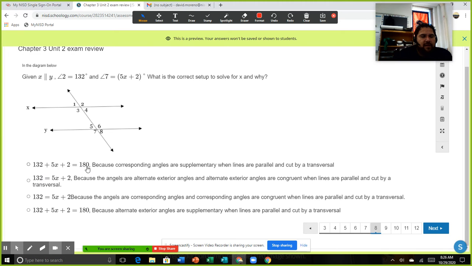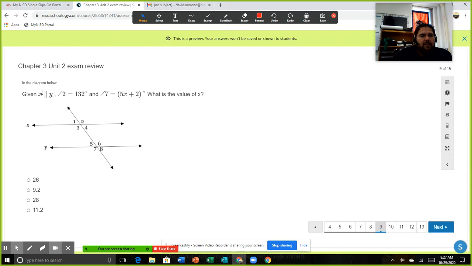So this one's gone because we're adding to 180. This one's gone because we're adding to 180. These two are possible. Let's see. Let's read it. Because the angles are alternate exterior angles, and alternate exterior angles are congruent when lines are parallel and cut by a transversal. That looks good. Because the angles are corresponding angles, and corresponding angles are congruent when lines are parallel, cut by a transversal. See, this is where we got to understand. These two statements are true, but based on the picture, 2 and 7 are not corresponding. They're alternate exterior, so this should be the right setup. Okay? All right, number 9.